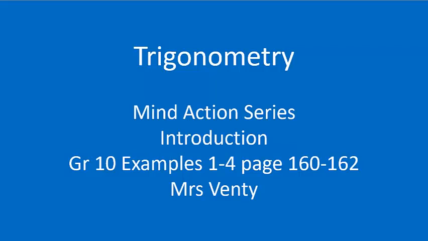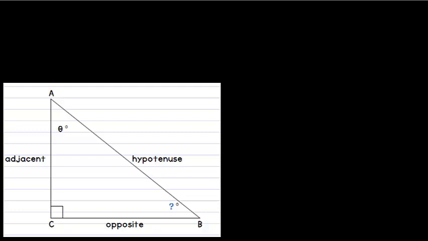Right, let's get started. The first thing that you need to know when it comes to trigonometry is that trigonometry has to do with the relationships between angles, with angles, and between sides. So before we can use trigonometric ratios, you need to know the names of elements of a triangle.